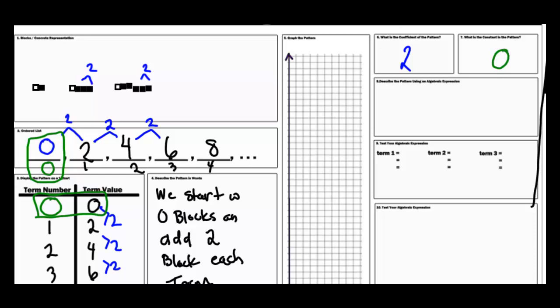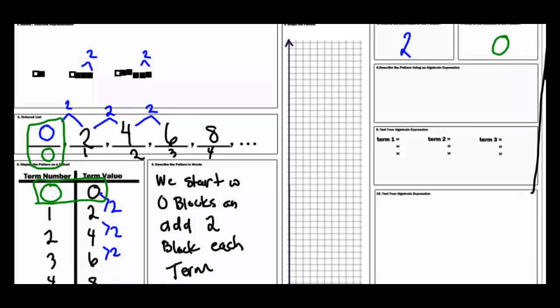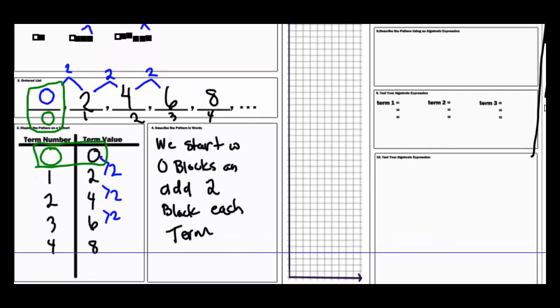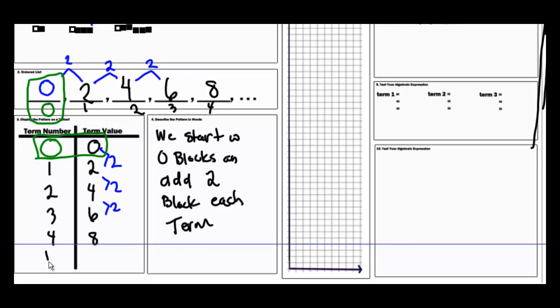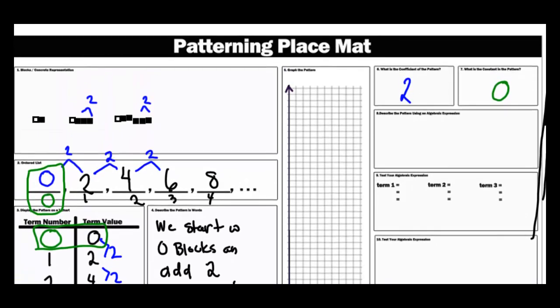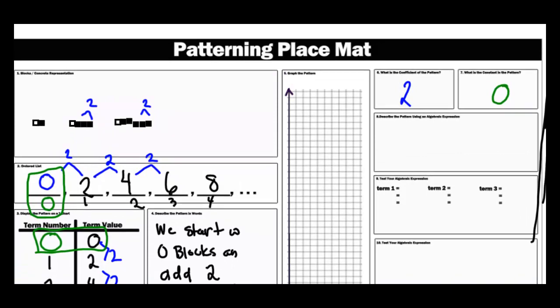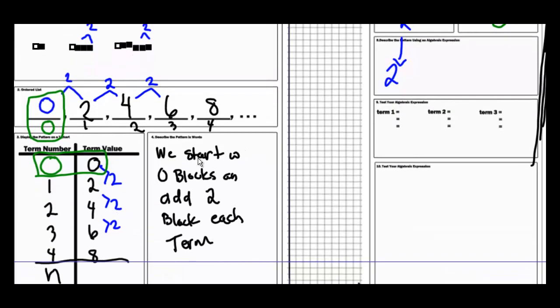Okay, now to build the algebraic expression, we have to think of the pattern as it applies to each term. So if we want to find a pattern rule, we have to think about it as any term. Okay, so we let n be any term. Okay, well, how do we get the value of any term? Well, we have to increase it by 2 each term. So we can see that our coefficient of 2 has to be present. We apply that for each term in the sequence.